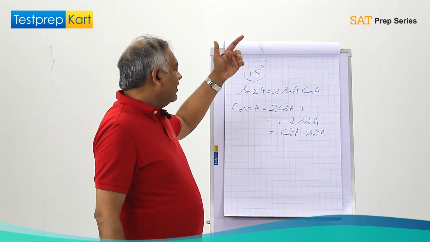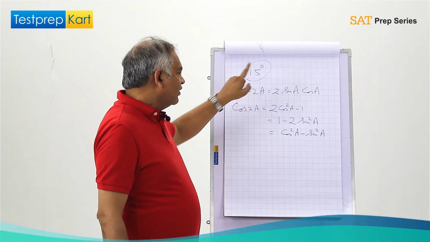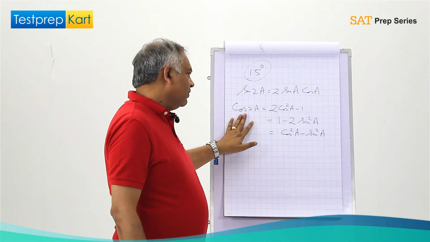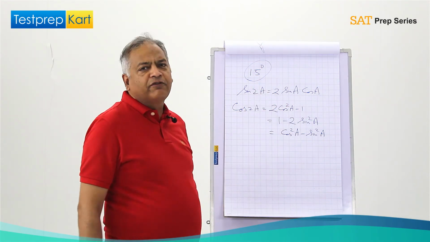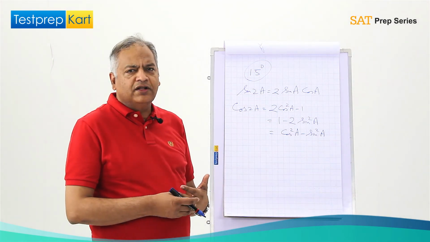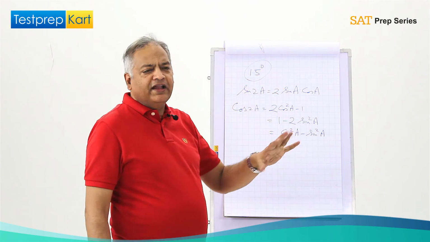Also, one can find 15 degrees and so on by substituting A as 15 degrees. For example, cos 30 you already know, so 1 plus cos 30 you already know, and you can find cos squared 15 degrees by dividing it by 2 and so on. So a simple algebraic calculation will help you to calculate 15 degrees or other angles.